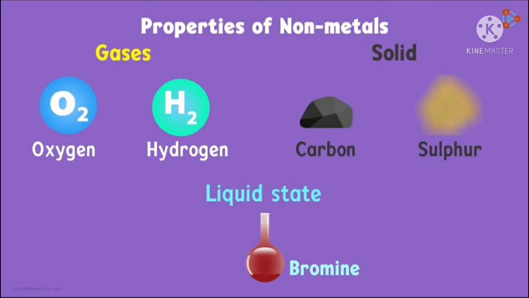Let's see some examples of non-metals. In gaseous state, oxygen and hydrogen are non-metals. Solids like carbon and sulfur are examples of non-metals. Bromine is the only non-metal in liquid state.